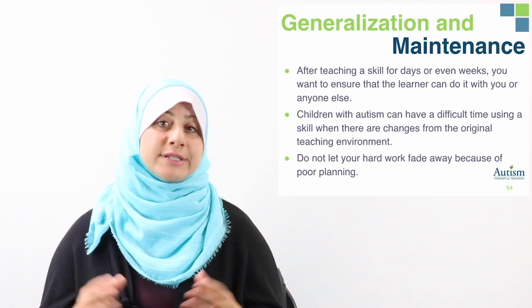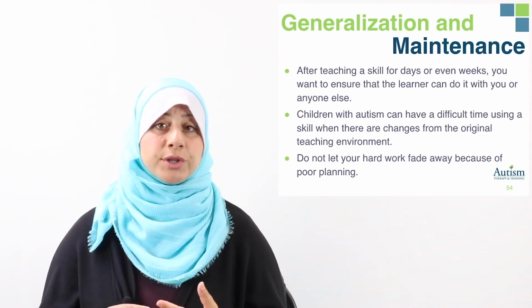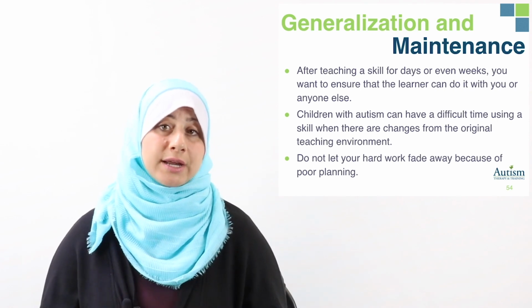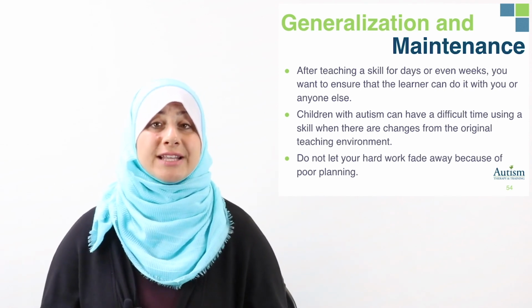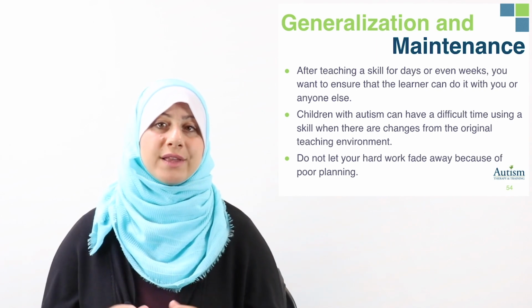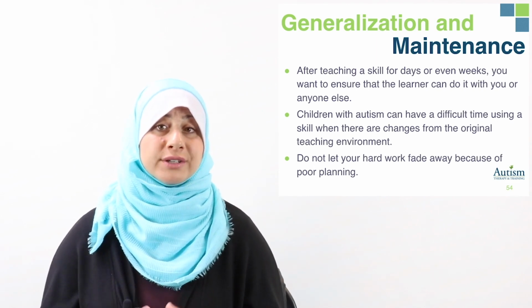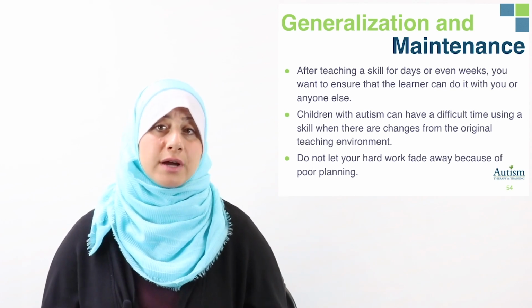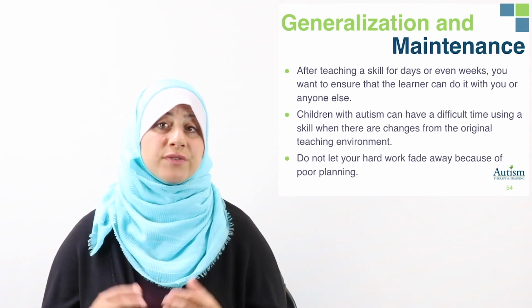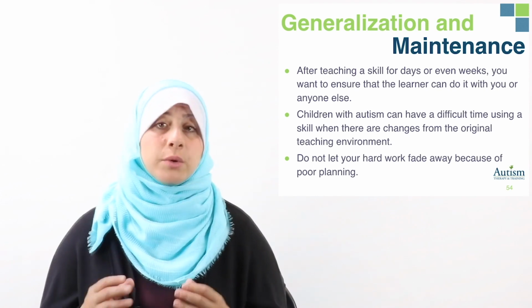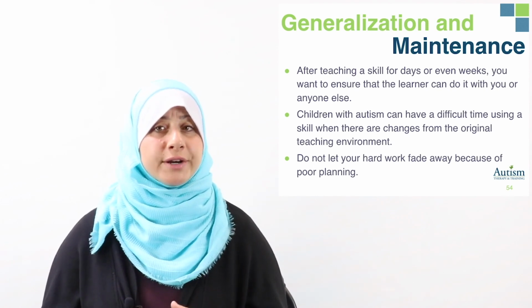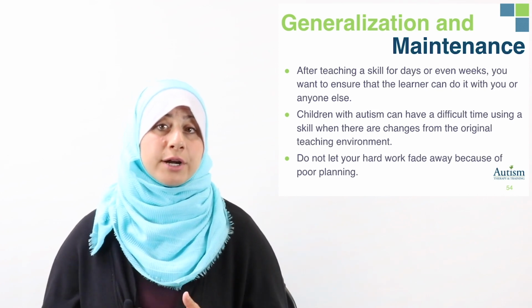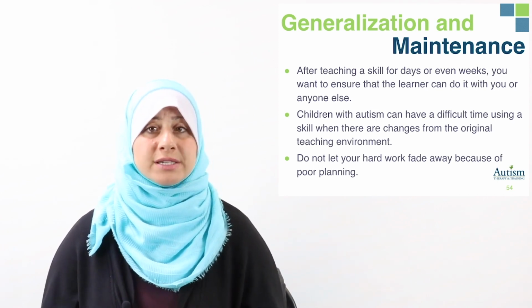After teaching skills for days or even weeks, you want to ensure that the learner can do it with you or with anyone else. The worst thing that you can do is teach a learner and spend so much time to only find that they have lost the skill or learned it incorrectly. Children with autism can have a difficult time using a skill when there are changes from the original teaching environment. They will often learn and attend to very specific elements in the environment, and being able to do it outside of therapy or the classroom may seem impossible.